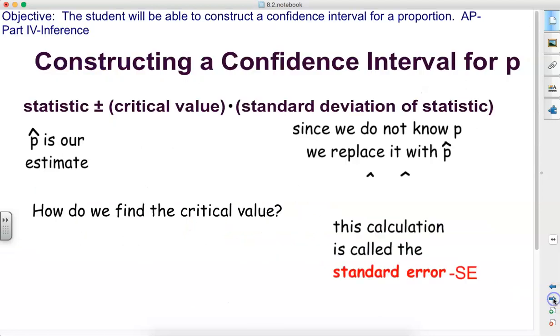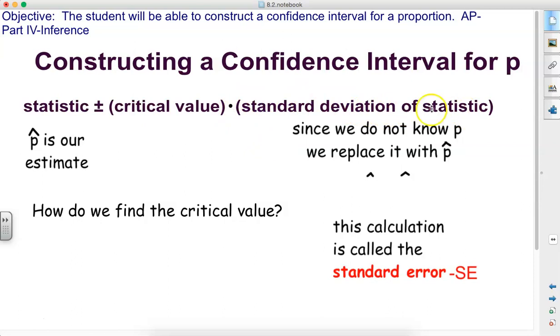All right, so let's go on and look at constructing a confidence interval for p, the formula. We looked at this formula briefly in the lesson before. Our statistic is our estimate, our p hat, right? It's the estimate of our proportion for our population. So this is really our sample proportion right here when you have p hat. P is the actual population proportion that we're trying to estimate. And then you're going to add or subtract a critical value, that we'll figure out how to calculate in a second, times the standard deviation of the statistic.